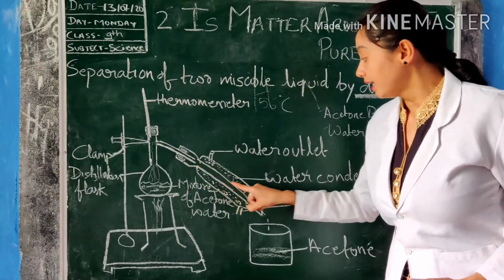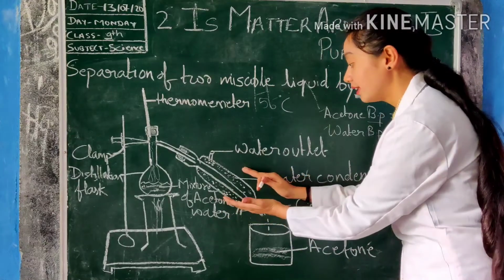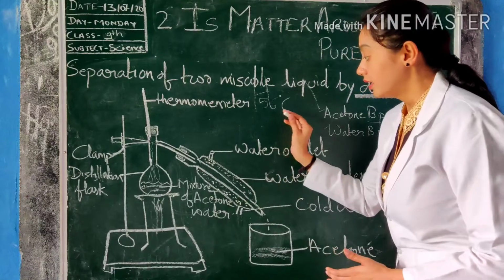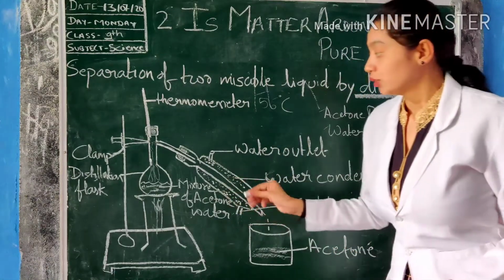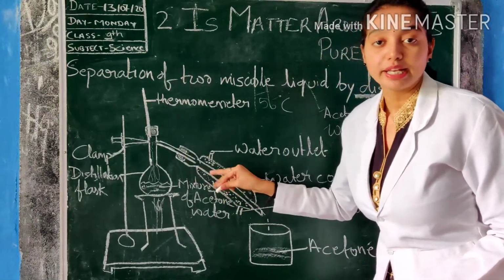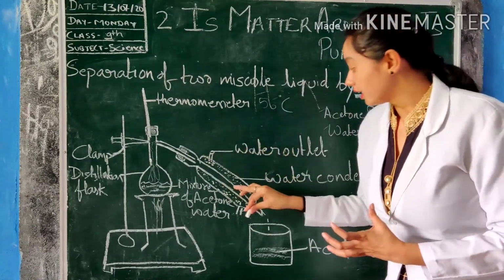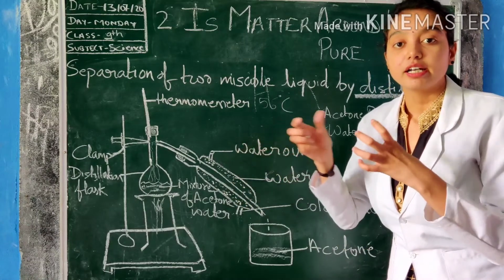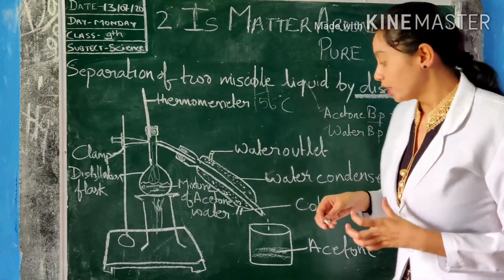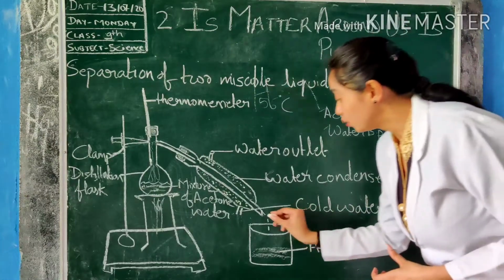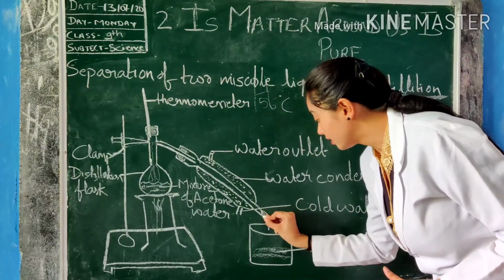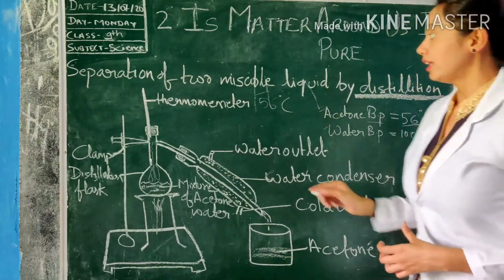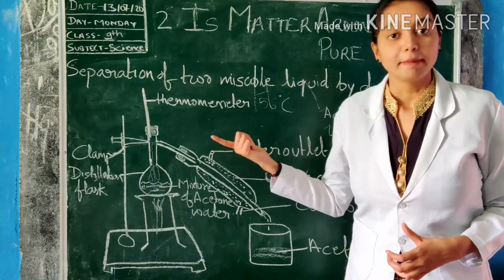And here it is a water condenser, meaning we are supplying cold water which provides coolness to the hot vapor, so that the vapor, coming in contact with the cool environment, gets converted again into liquid form. Acetone gets converted into liquid form there, and we can collect the acetone in another flask. So it is a simple distillation method.